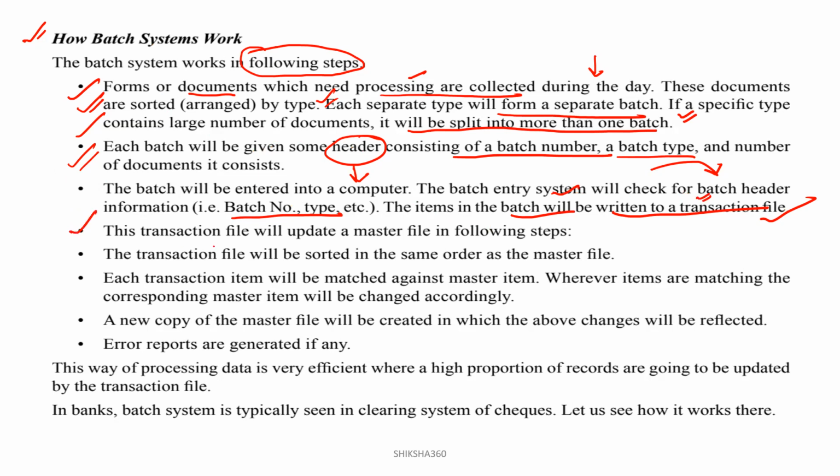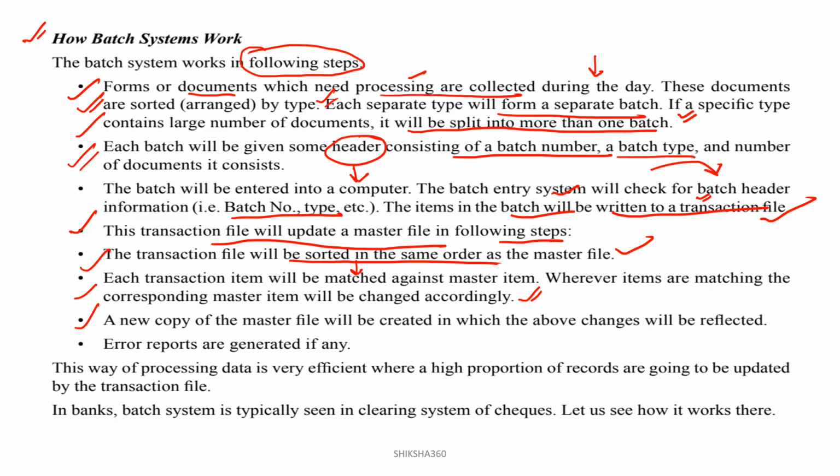Next, this transaction file will update a master file in the following ways. The transaction file will be sorted in the same order as the master file. Each transaction item will be matched against the master item. Where items match, the corresponding master item will be changed accordingly. A new copy of the master file will be created in which the above changes are reflected. If there are any errors, reports are generated, so we have to check that also.